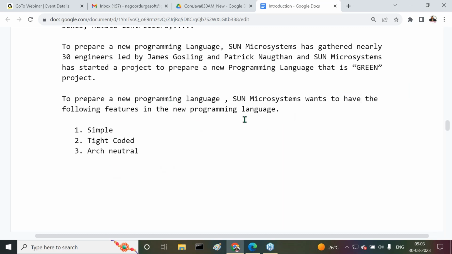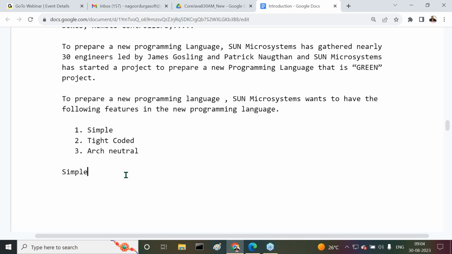To prepare a new programming language, Sun Microsystems wants to have the following features. What features do they want to have there? A simple programming language, a tight-coded programming language, an architectural neutral programming language. These are the 3 features they want to have. It's okay, good, nice. After this, now understand it clearly.